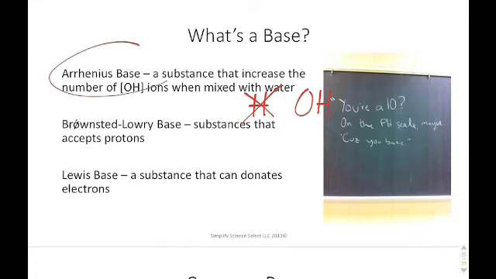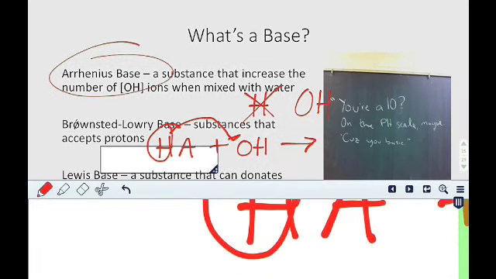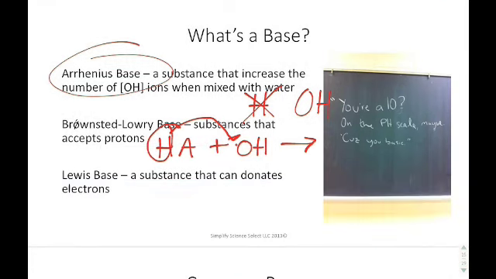So once again, the Arrhenius requires that you mix it with something, mix it with water specifically, and produce OH. The Bronsted-Lowry substance says that it's anything that can accept a proton. So if we did our example that we had before, where you have HA plus OH, what it's doing is it's saying, I will take this proton. This is giving up the proton, so it's the acid. This is accepting the proton, so it is the base.